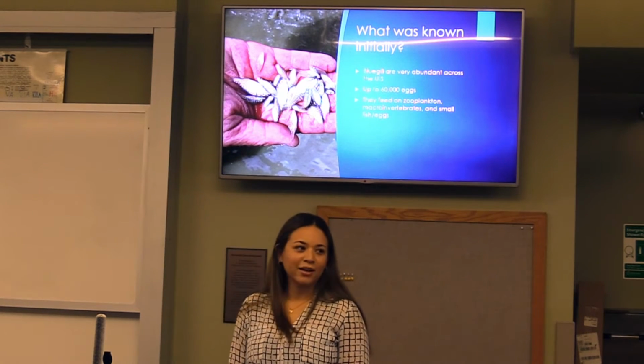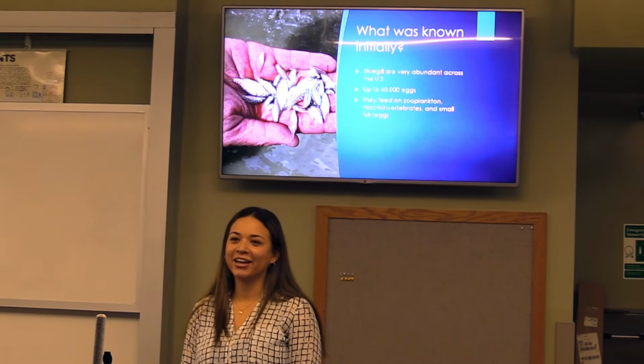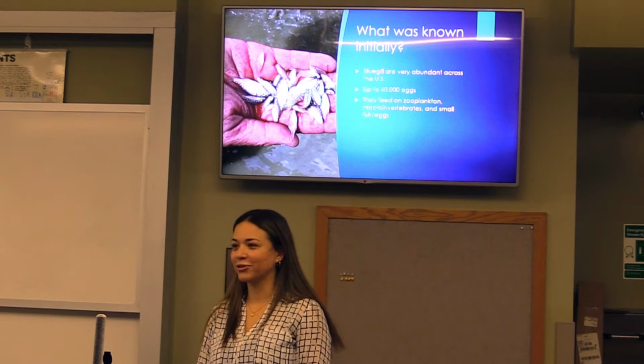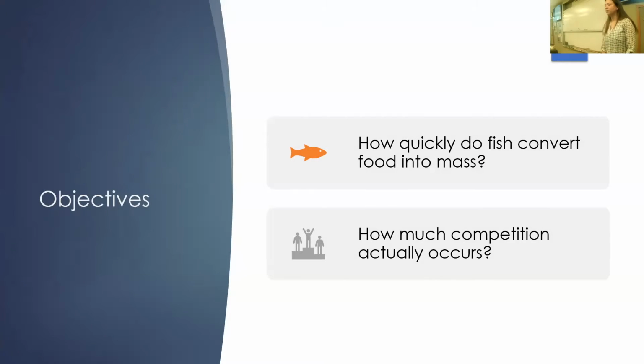So I'll start by saying that bluegill are the most abundant fish across the US, and they can lay up to 60,000 eggs a year, so they reproduce quite a bit. They feed on zooplankton, macroinvertebrates, smaller fish, and fish eggs. And I wanted to look at how quickly they convert their food into mass and how much competition occurs between them.